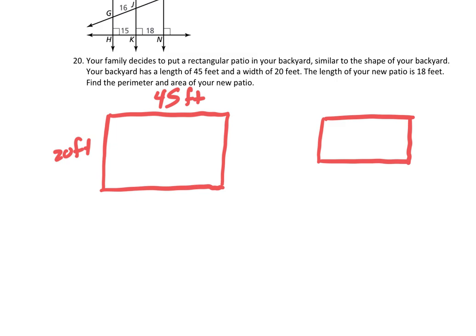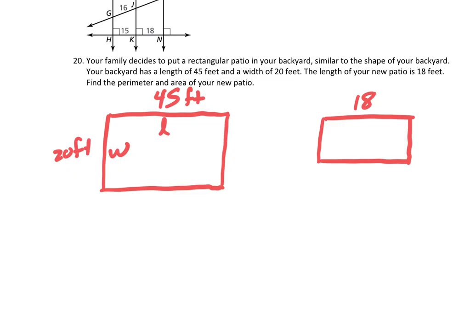The length of your patio, and just be careful here, the length of your patio is going to be 18 feet. And the reason I say be careful is because here it says the length is 45, so this is also my length, right? So make sure 45 and 18 are matching up with one another. Make sure you label your picture correctly. That's another reason why I think the picture is a big deal here.